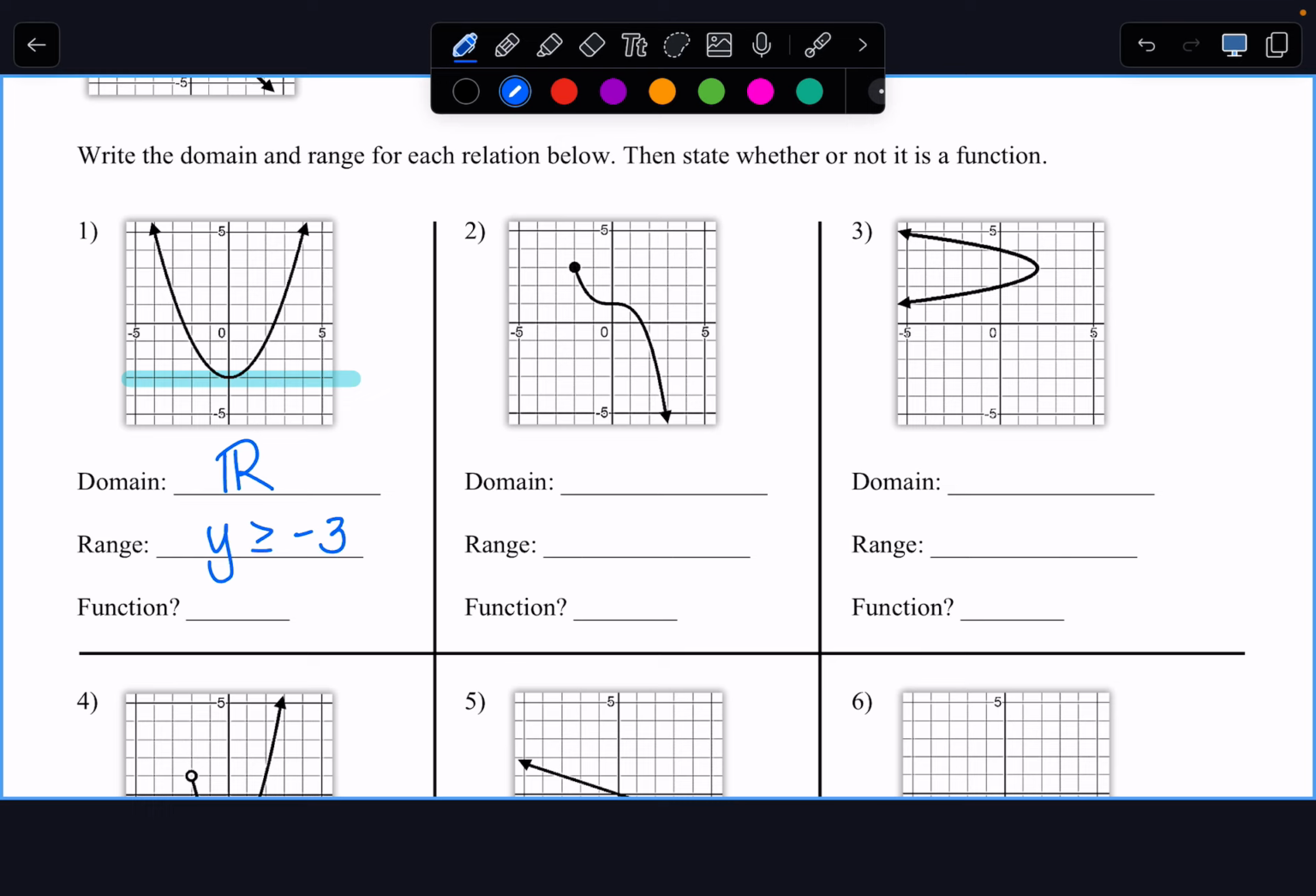Now number 2 is kind of weird, don't you think? I like it though. I think graphs like this make domain and range easier because when we go from left to right, we have a starting point, don't we? Yes. If we think about that blue, we start right here at x is -2, and we get bigger, don't we? So x is greater than or equal to -2.